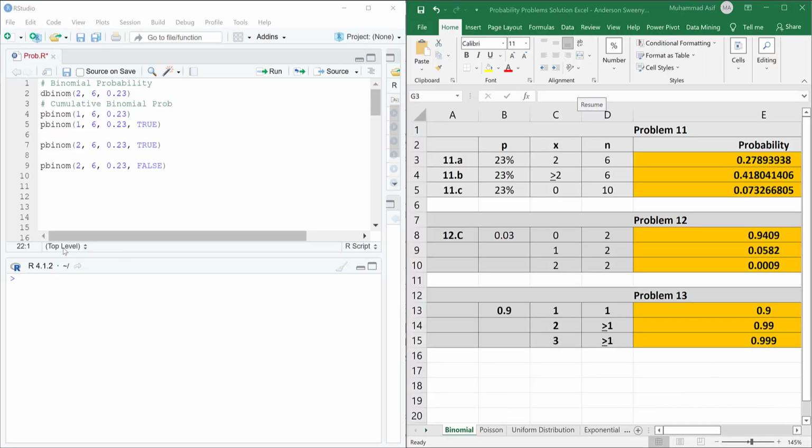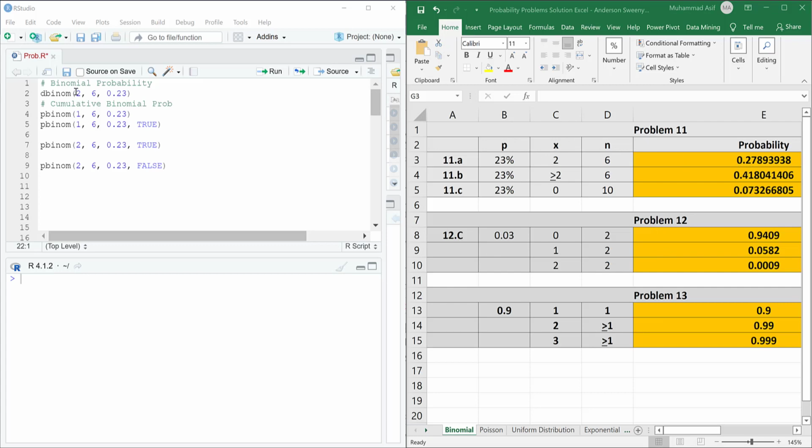The next is doing binomial probability in R. In RStudio, we will use this function. It's called dbinom, and I'll be using the same data that we saw in the problem, and also did in Excel.